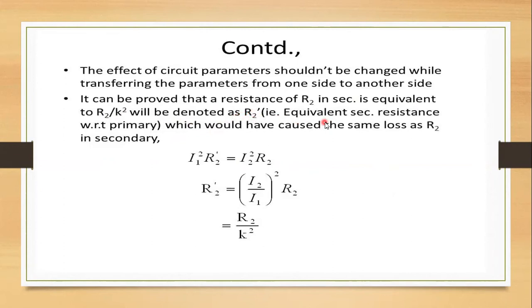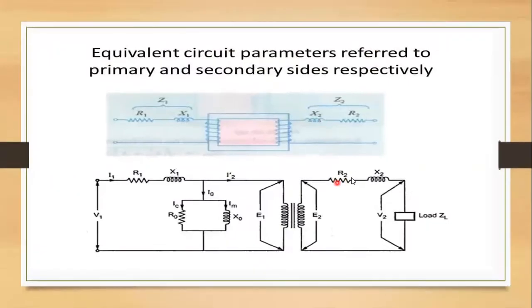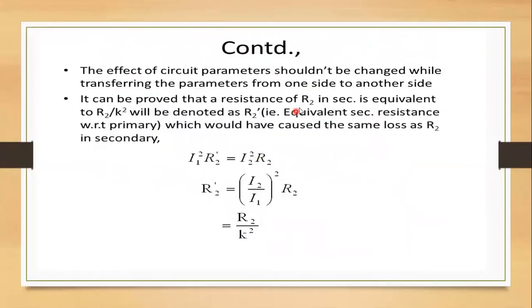Understood? That is equivalent to secondary resistance with respect to the primary. Here it can be proved that the resistance R2 is converted into the primary side, by dividing by K square, so that will be denoted as R2 dash. That is equal to the secondary side resistance with respect to the primary, R2 by K square, which will cause the same losses as R2 in the secondary.